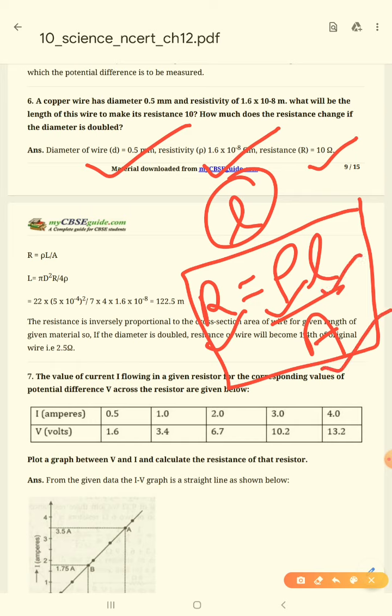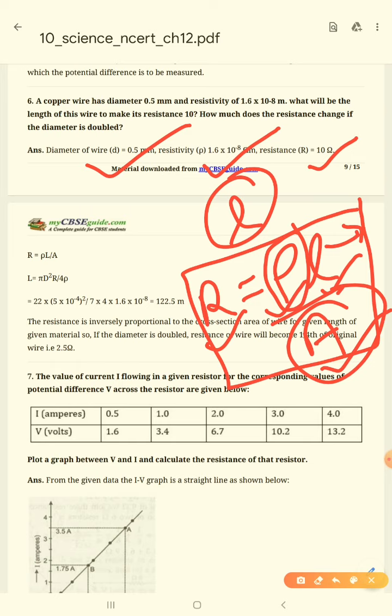Okay, a very important point: we have the value of resistance, 10 ohm. We also have resistivity, 1.6 into 10 to the power minus 8 ohm meter. We have to find the length, but what about area? Such types of questions will come in your board exam, definitely it comes in our board examination. So remember this formula, R equal to rho L upon A.